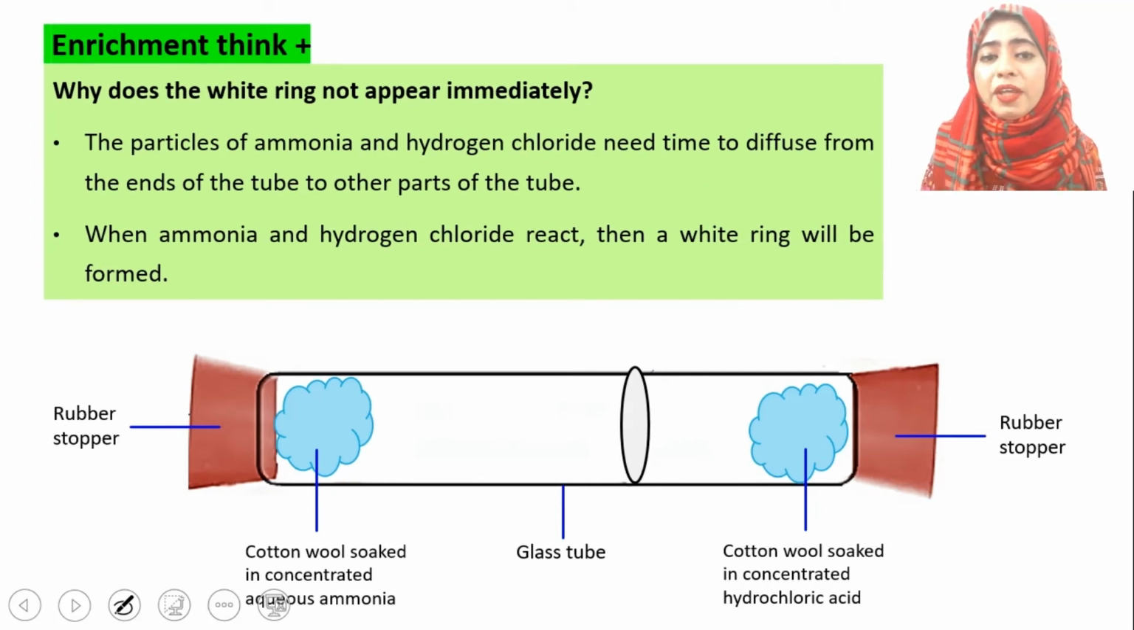And why does the ring not appear immediately but take some time? The particles of ammonia and hydrogen chloride take some time to diffuse from the ends. They start coming closer to each other, and the ring appears only when these two react together and form ammonium chloride.